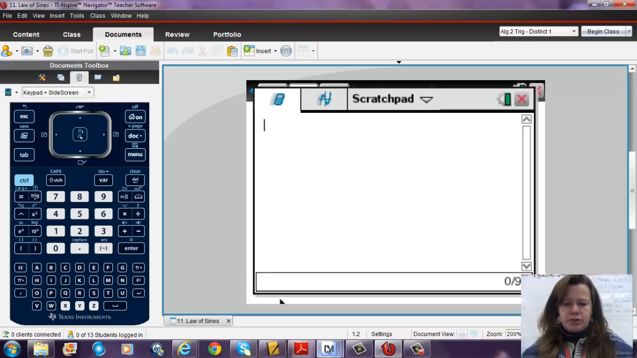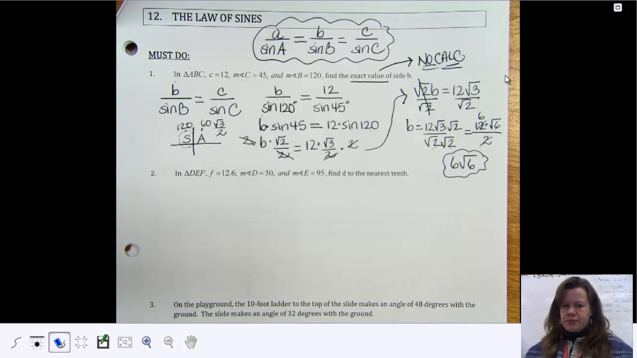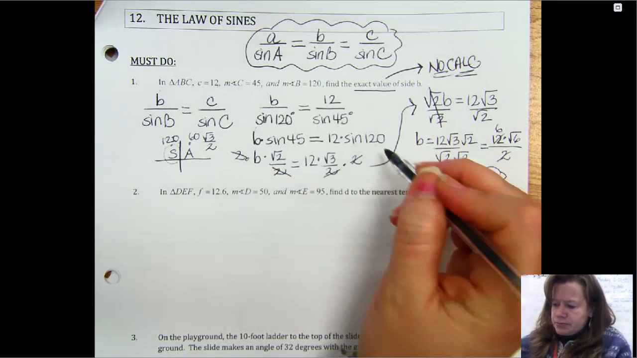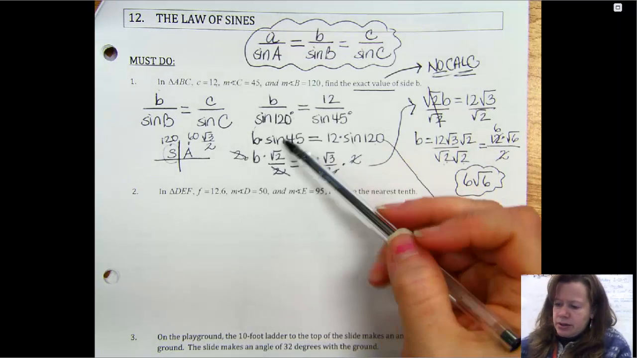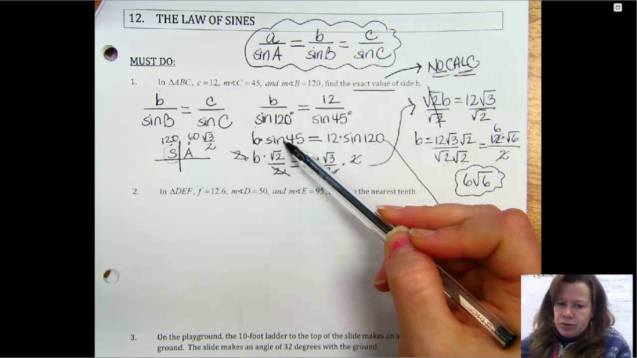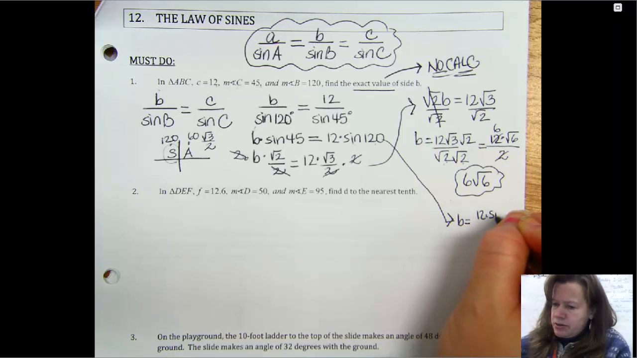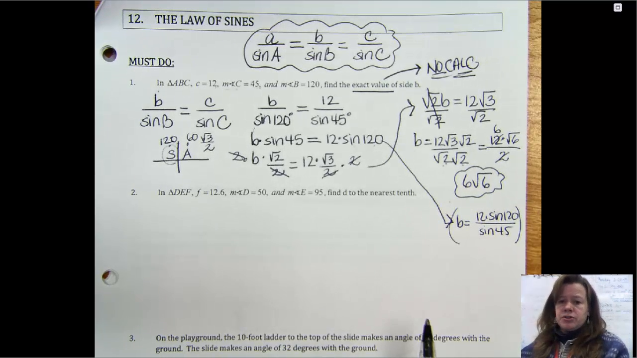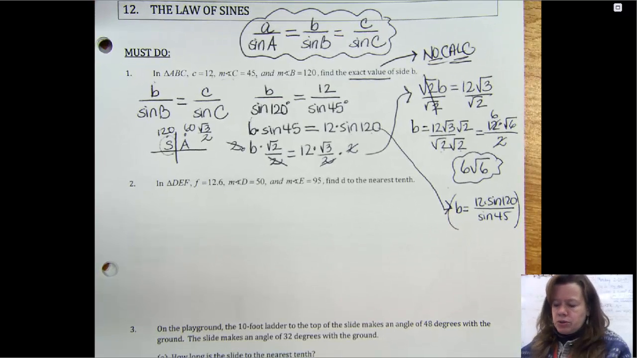Because if you go back to your notes for a minute, if I didn't know these exact values and I needed to use my calculator, to get b alone, I would divide by sine 45. So b is equal to 12 times the sine of 120 over the sine of 45. Again, this is just to remind you of how to use your calculator when you're allowed to. Exact value means no calculator. I'm just trying to show you everything in one problem.